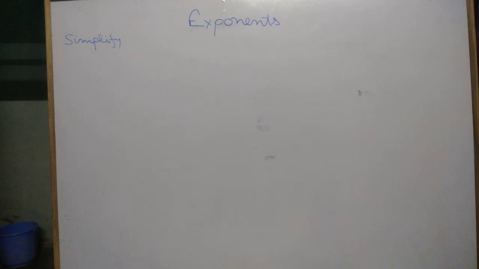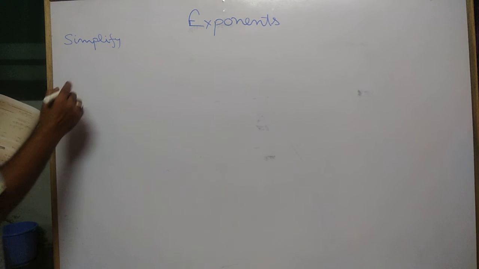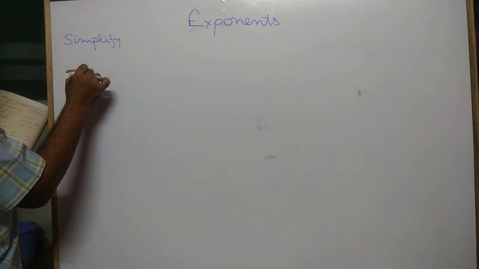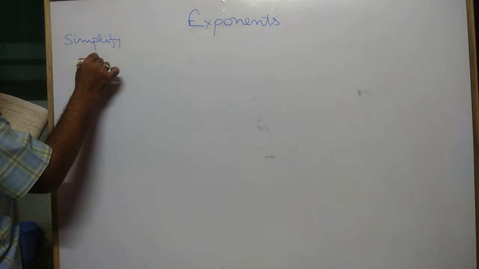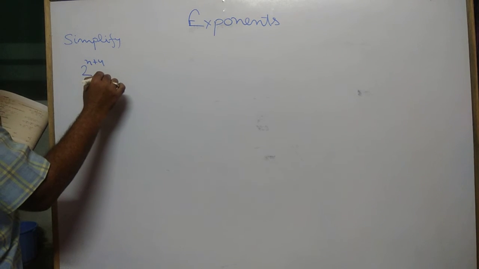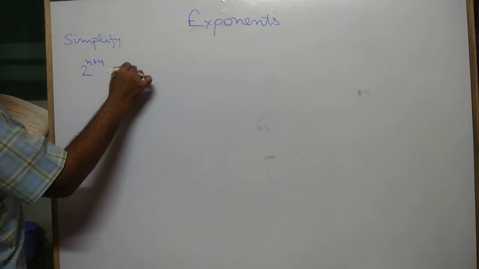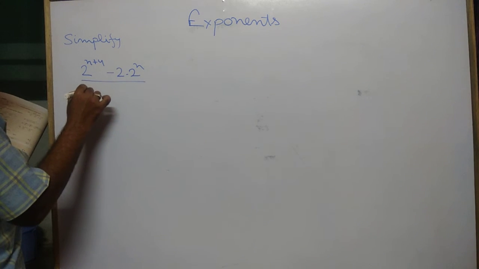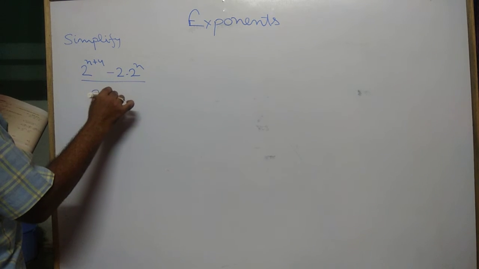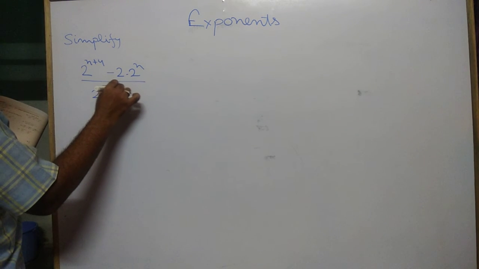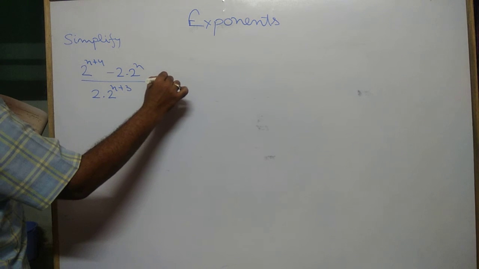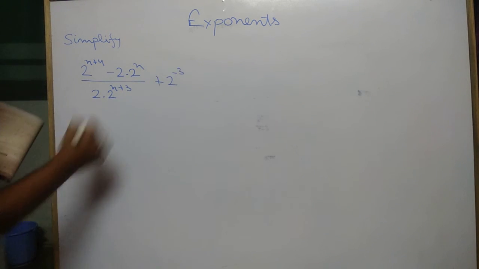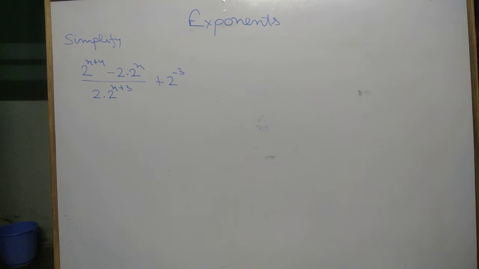Now in simplify we are going to solve some questions. See here, it's 2 to the power n plus 4 minus 2 into 2 to the power n, divided by 2 into 2 to the power n plus 3 plus 2 to the power minus 3. We have to simplify so that we can find the answer easily.